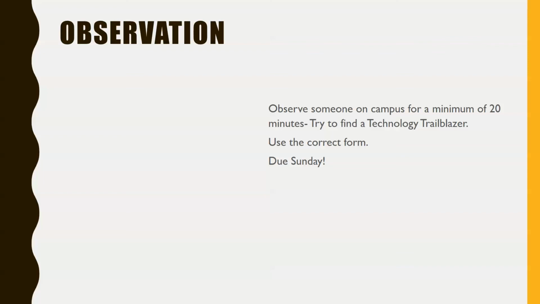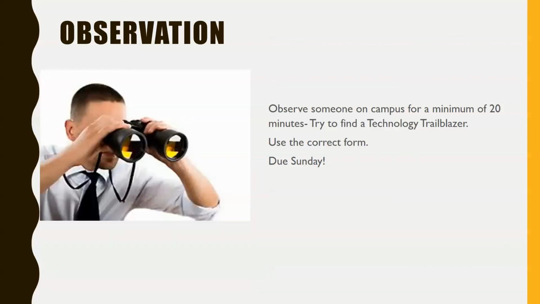So this week you're going to do an observation of a trailblazer. Find somebody that's using technology well on your campus and go and observe them for at least 20 minutes. Talk to your administrator. They know that you're working on a master's program. They'll help you get this done. Don't wait till the last minute, but make sure that you do it. There's a form that you have to use from ISTE that the university wants you to use. So make sure that you're using that form, and that will be due on Sunday.